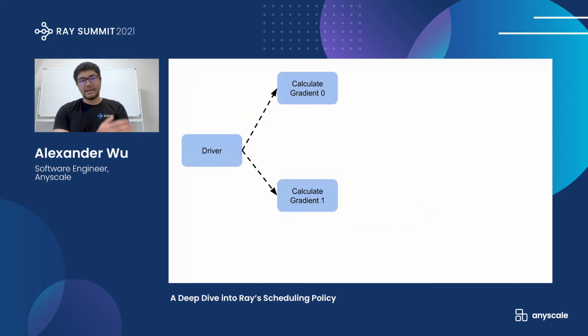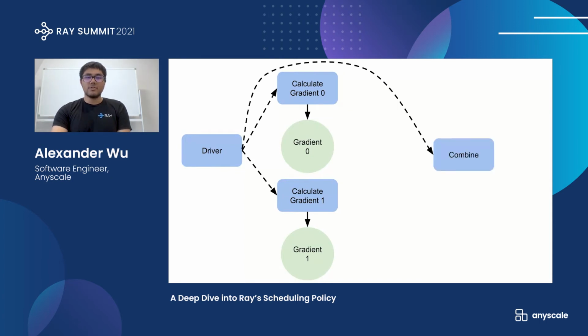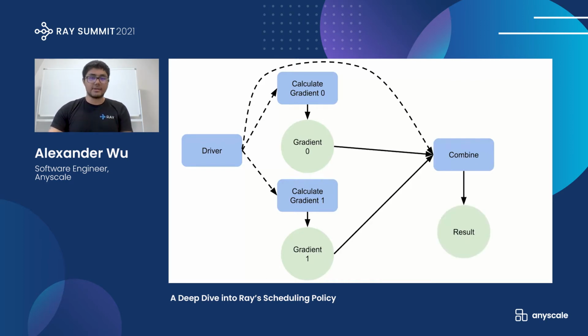So the driver, and again, the driver doesn't actually have to be a driver. It can be any worker process. It will launch a couple of tasks that are responsible for calculating the gradient. These tasks will generate some objects that are the gradients for the individual chunks that they were calculating. Then the driver will launch a new task that will be responsible for combining these gradients. It'll receive all of the gradients and combine them and generate a result. So this is what the dependency graph view of scheduling would look like.